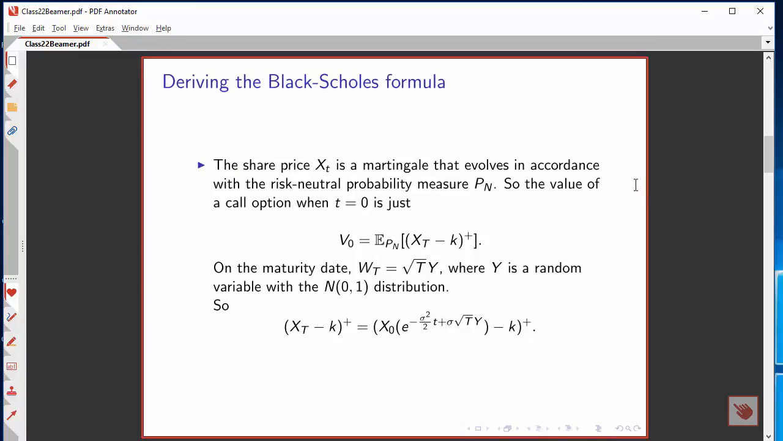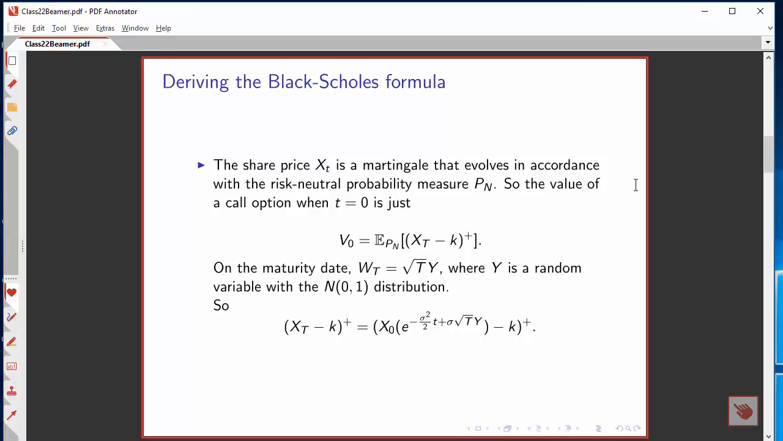Now let's get busy with the Black-Scholes formula. The share price evolves in accordance with the risk-neutral probability measure that comes from the Wiener process, and therefore to find the value of a call option at time t equals 0, all I have to do is look at the maturity date, say the value on the maturity date is X sub t minus K. I take the expectation of that quantity, in accordance with this risk-neutral probability measure given by the Wiener process, but I'm very careful to set the random variable equal to 0 if the share price is less than the strike price.